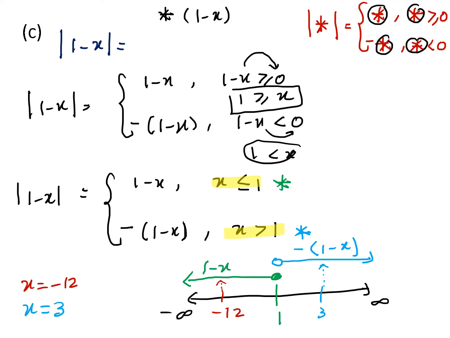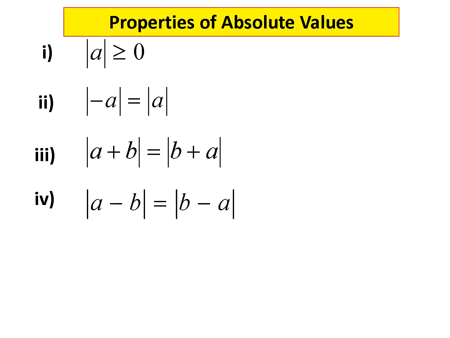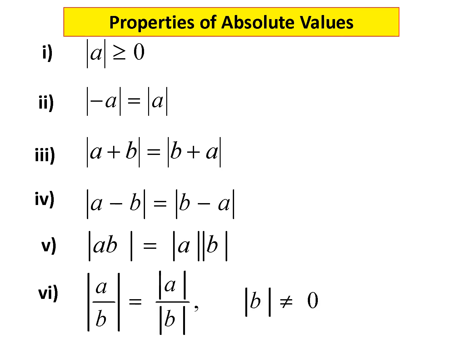Alright, so let's proceed into properties of absolute values. So we have several properties. Okay, let's look at the first one. So dia bagi modulus of A is greater than or equal to 0.